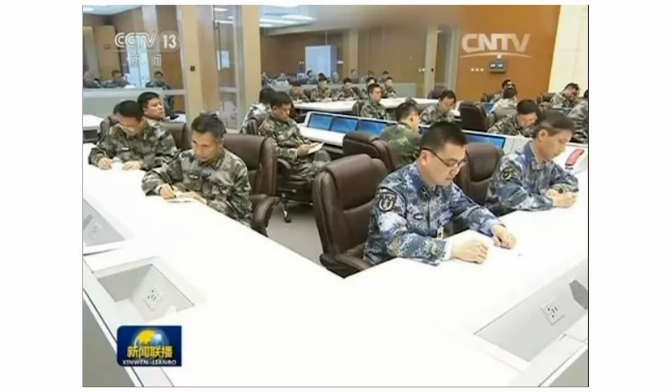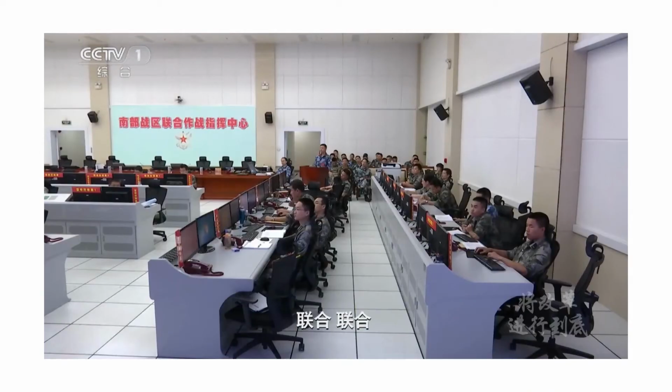Of course, all of this hardware is useless if there is not an institutional system in place to translate that data into actionable information. At the center of the CMC and theater commands are Joint Operations Command Centers, or JOCs for short. It is through the JOCs that the CMC and theater commands exercise their defined authorities over subordinate units. The JOCs pull staff officers from various departments and offices from that command entity. For example, the CMC JOC pulls from the Joint Staff Department, Political Work Department, Logistics Support Department, etc.